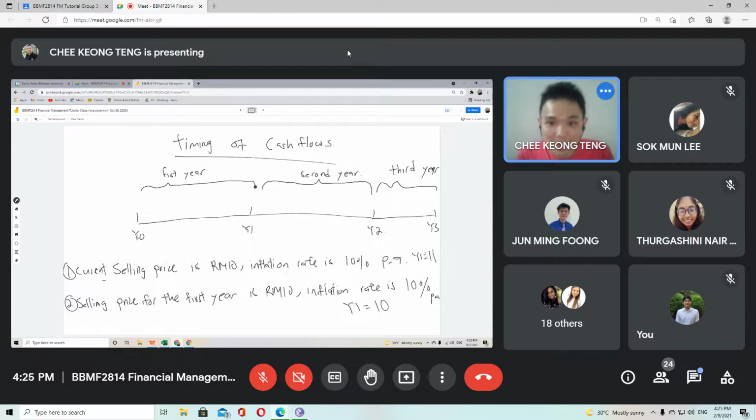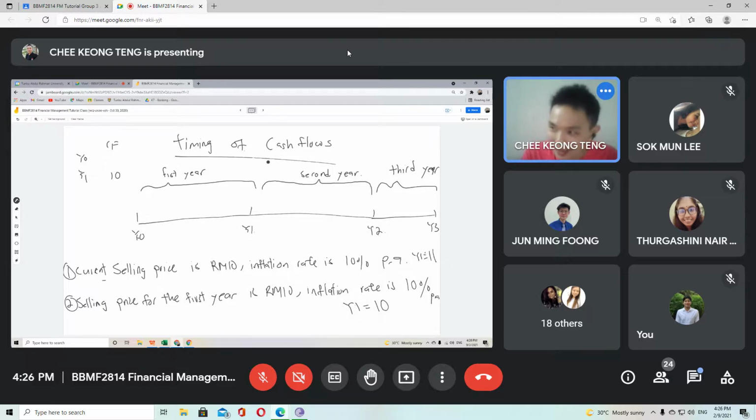Can you understand? The problem is, in the future, you will see questions telling you something like, for example, you will receive 10 ringgit at the end of the first year. So where is the end of the first year? It is here. So when you record year 0, year 1, the cash flow, it should be 10, here, when you write the table. At the end of the first year, very simple. At the end of the second year, then year 2.